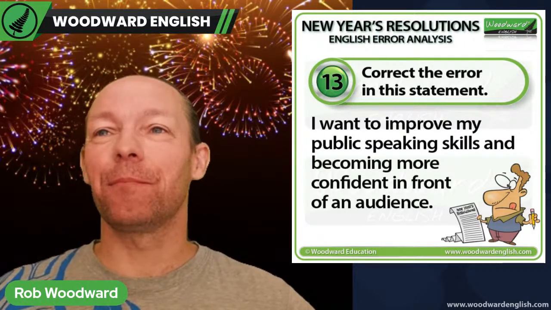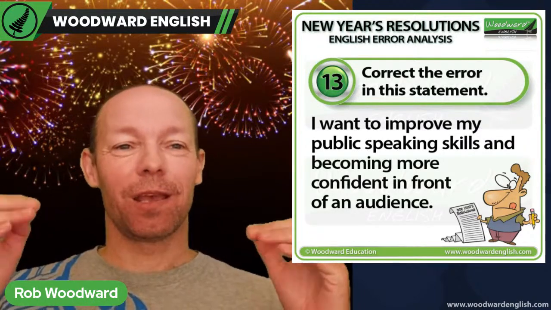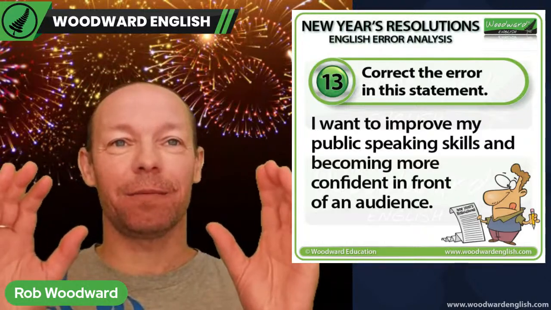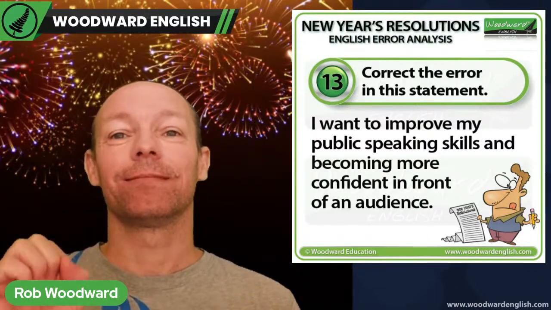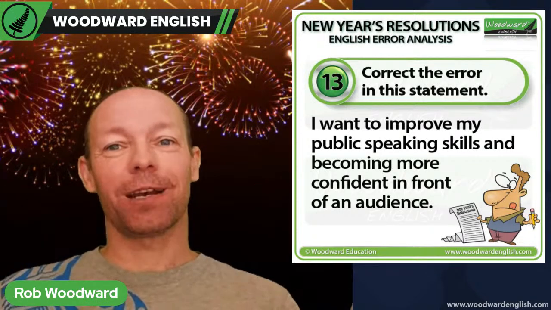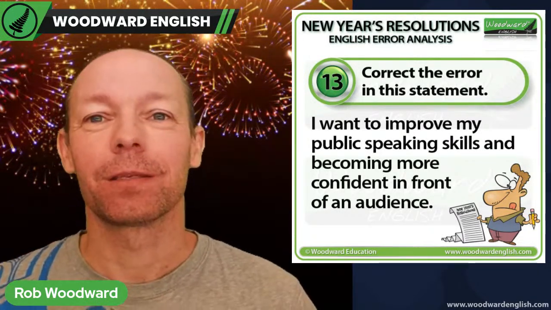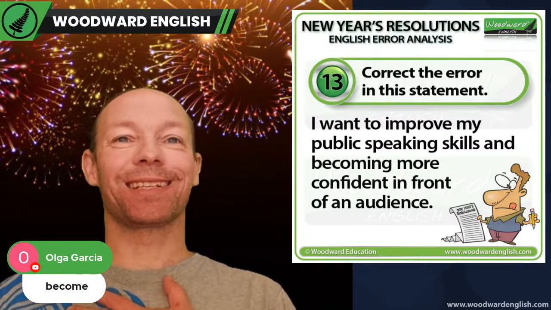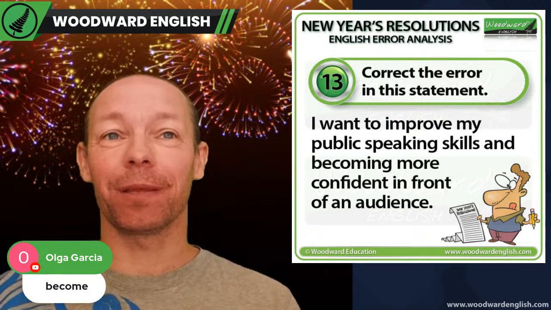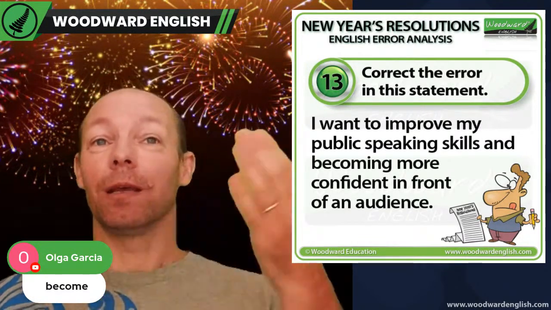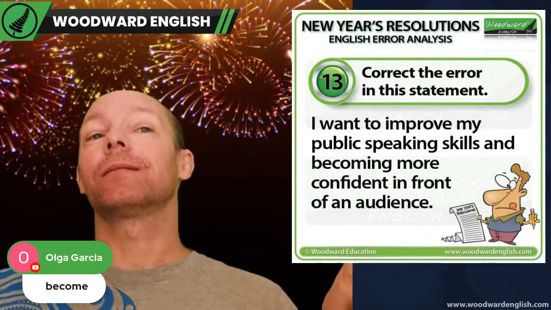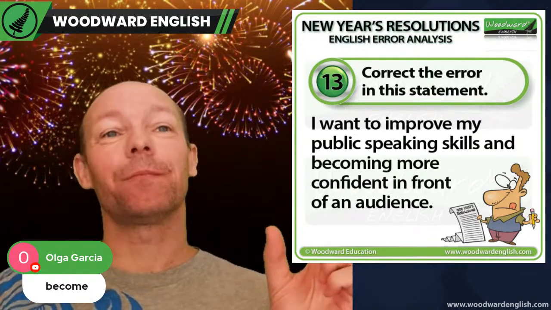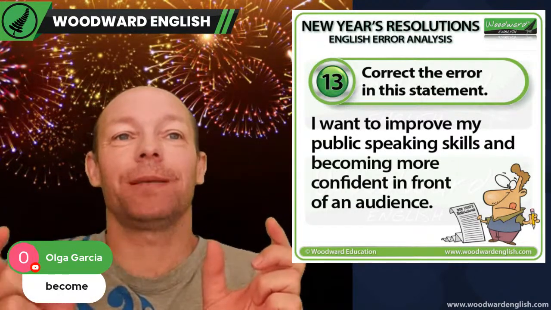Again, it's another example of parallel structures where the verb form or the grammatical form needs to be the same. After "and," after "or," both sides need to be the same. So it needs to be "become." I want to improve my public speaking skills and become, not becoming. Because improve, so we have to improve. So the second part of that parallel structure needs to be "become."